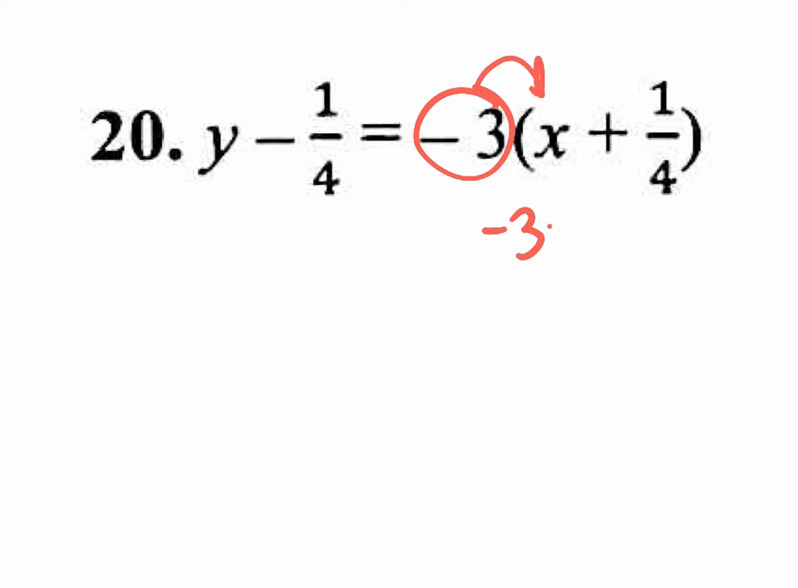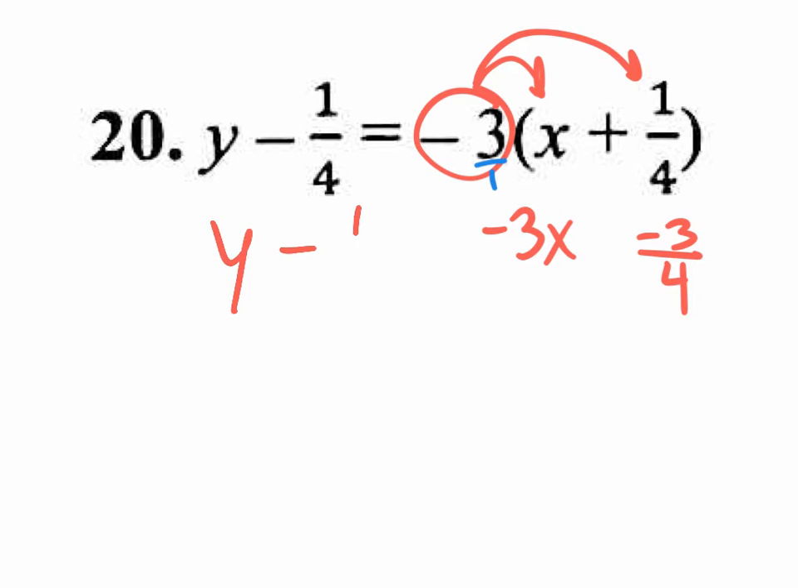-3 times x is -3x. -3 times +1/4. You guys know what that is? In case you forgot, it's really easy to multiply a number times a fraction. Put that number over 1, and then multiply the top number with the top. So that'd be -3 times 1, that's -3, over 1 times 4, that is 4. So when you distribute the -3, you end up with -3x, and you end up with -3/4. Might as well rewrite the whole thing. We do have a y minus 1/4 on this side and the equal sign right there.